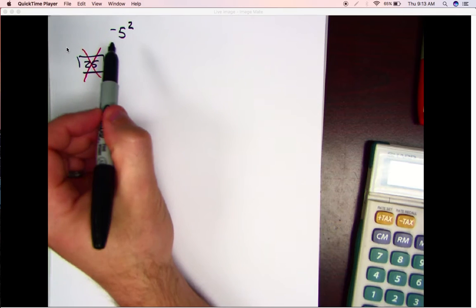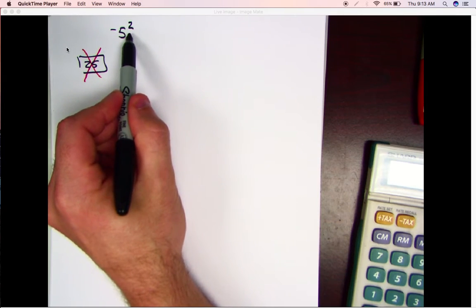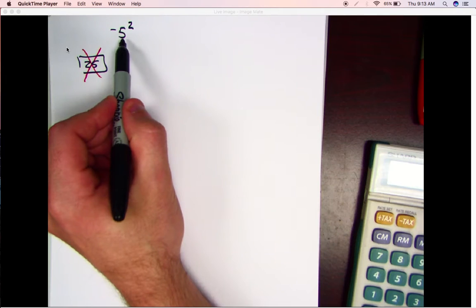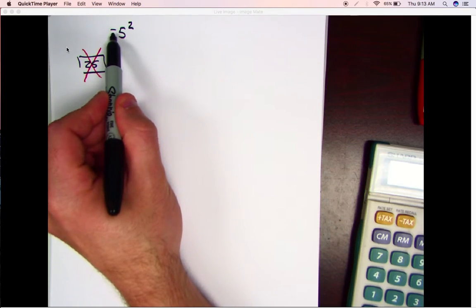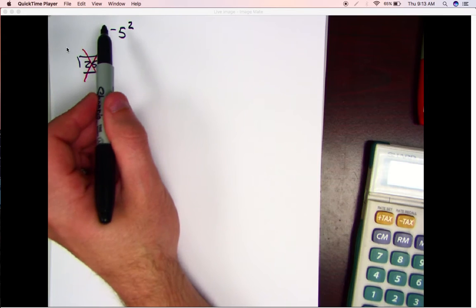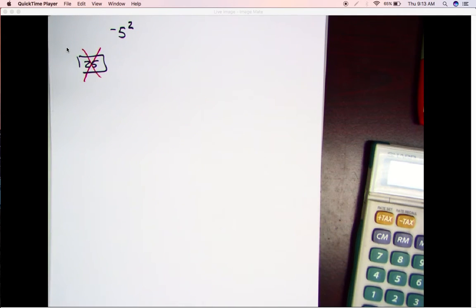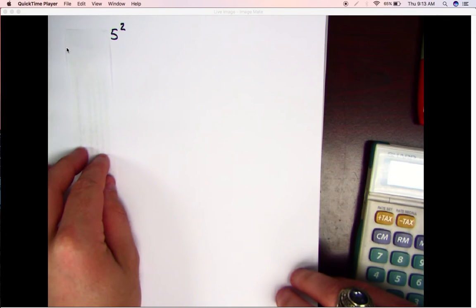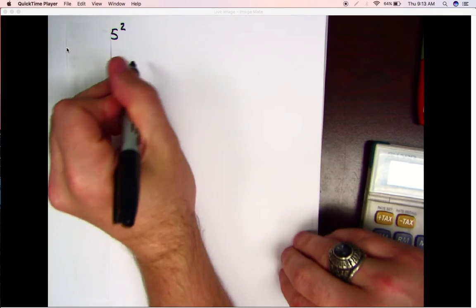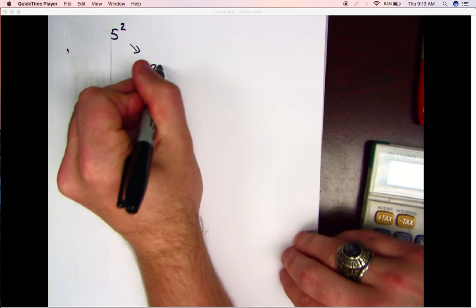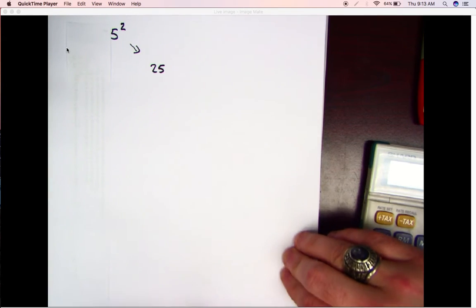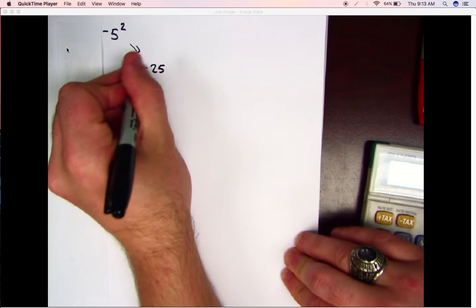The difference is the grouping. The only thing being squared here is just this 5. The square has nothing to do with this negative sign right here. So, if you feel this is a little bit better for you, hide that negative sign. So a 5 squared, well, we know that to be 25. But now, take into account that negative. So that would be a -25.